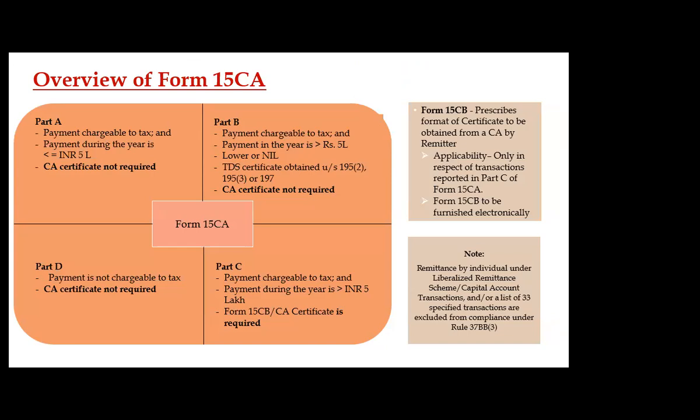Now coming to 15CA, first let me explain how 15CA works. There are 4 parts of 15CA: Part A, Part B, Part D, and Part C. Part A is where the payment chargeable to tax is less than 5 lakhs during that year. It is qua entity or qua person.